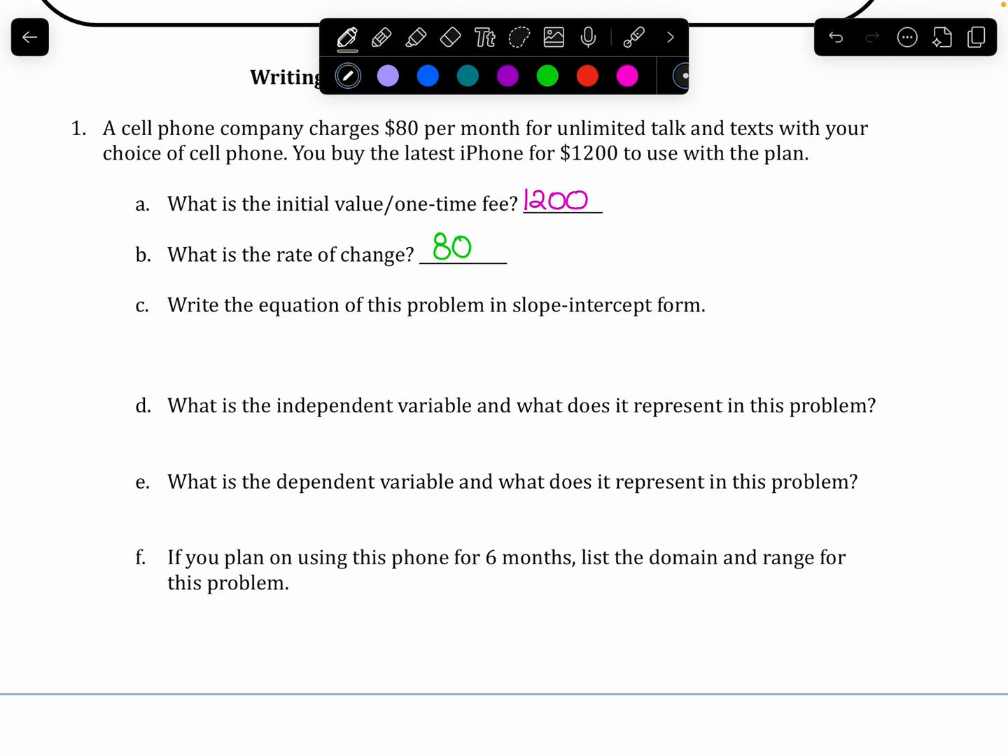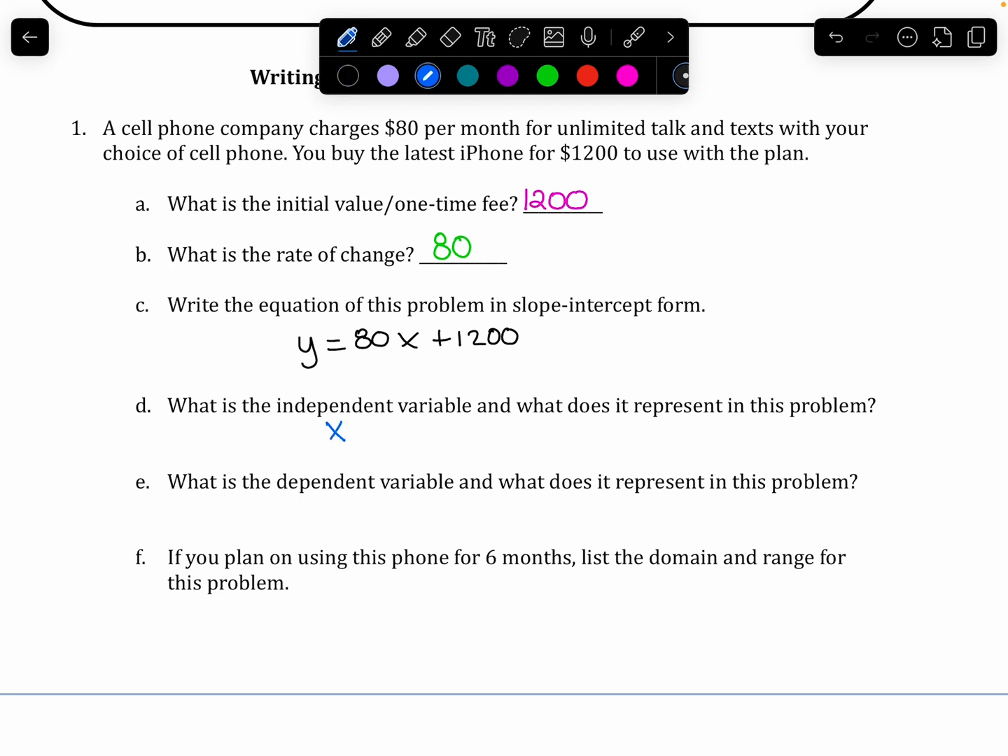It's just going to be 80. Part C says write the equation of this problem in slope-intercept form. So your rate of change is 80, and when I plug it into my equation, it's going to be 80x. So my equation will be y equals 80x plus 1200.